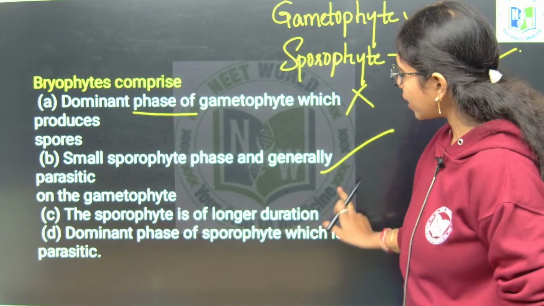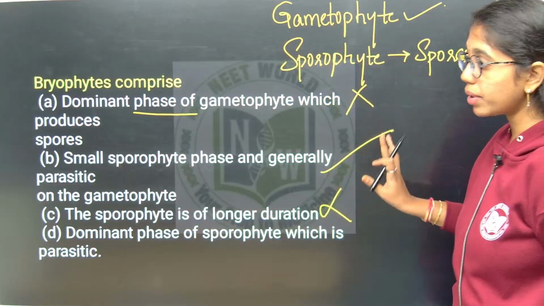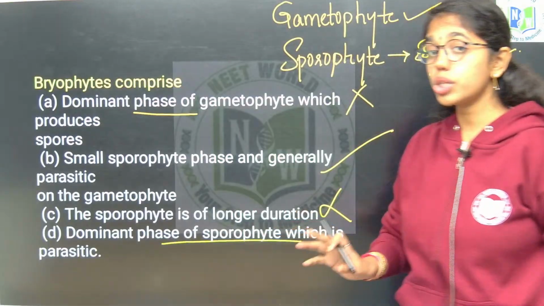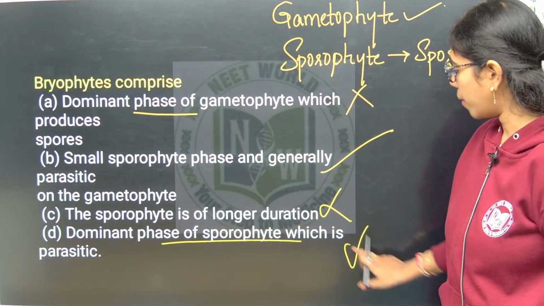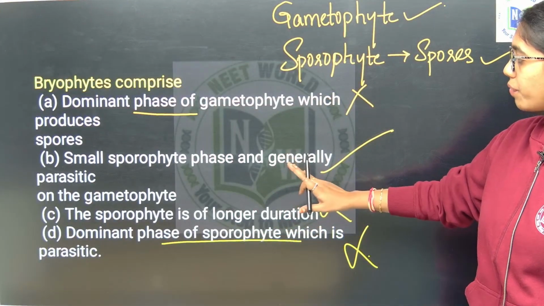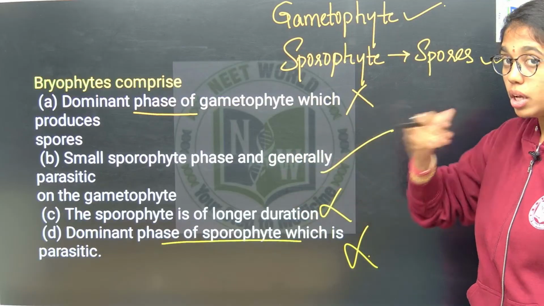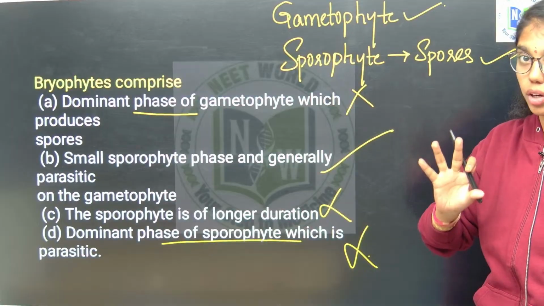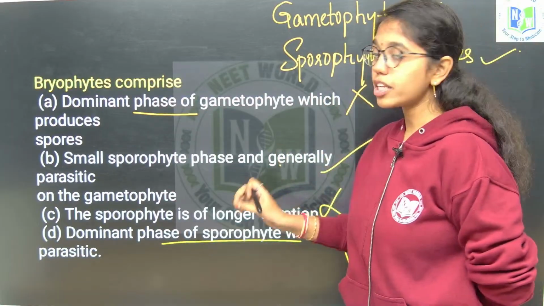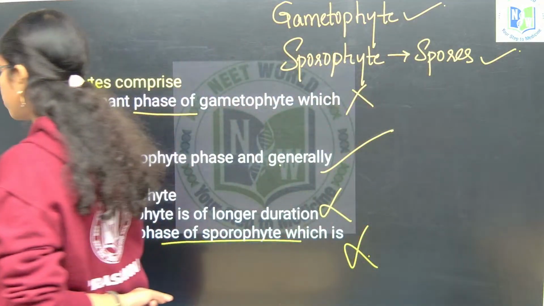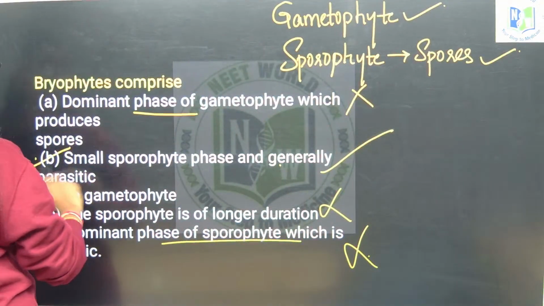The sporophyte is longer duration? No, gametophyte will be for the longer duration. Dominant phase of the sporophyte which is parasitic, wrong. Here, small sporophytic phase which is generally parasitic, that is dependent for nutrition on the gametophyte. So, in this case we have to choose option B.